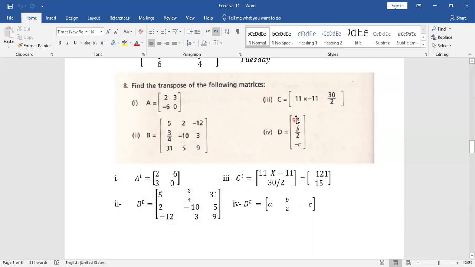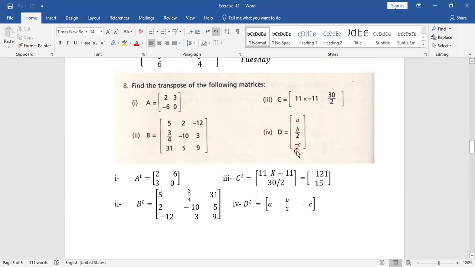Come to part C. This is minus 11 and 11, 30 by 2. Now, first we need to solve it. It's 121 and this is 30 by 2 is equals to 15. So we are going to write in the form of columns. This is minus 122 and 15 will come down. Now this first row is going to be changed into one column. One row is going to be changed into one column.